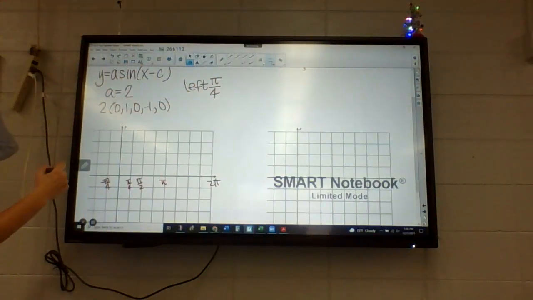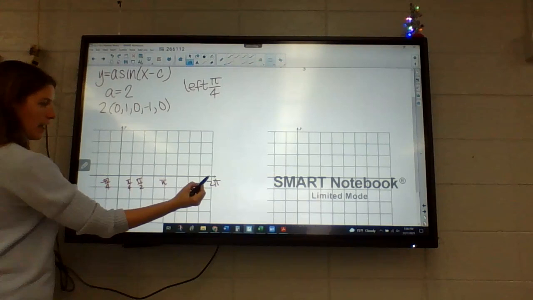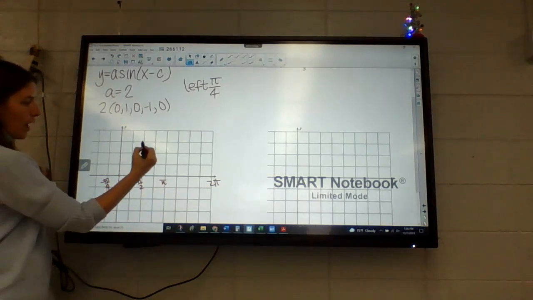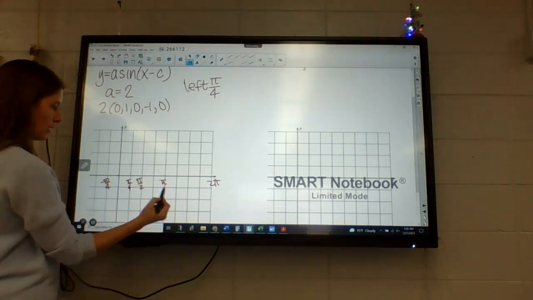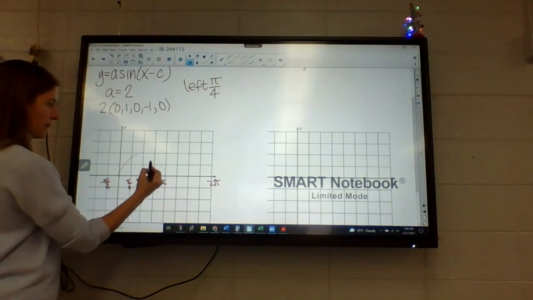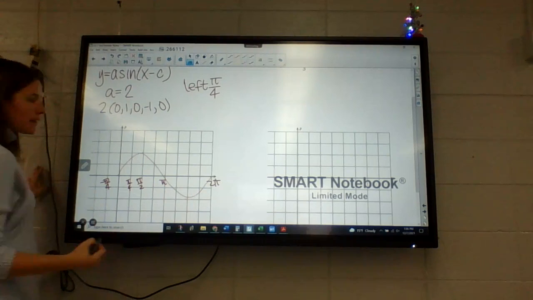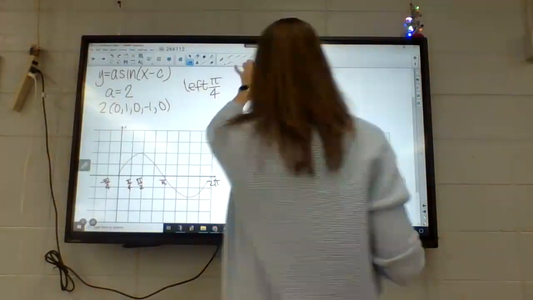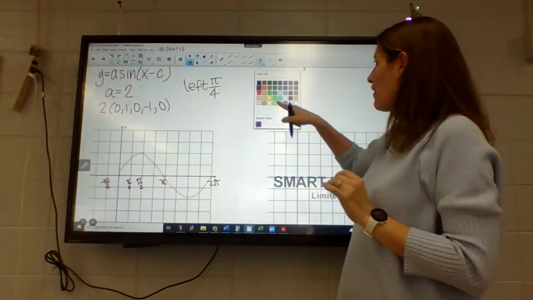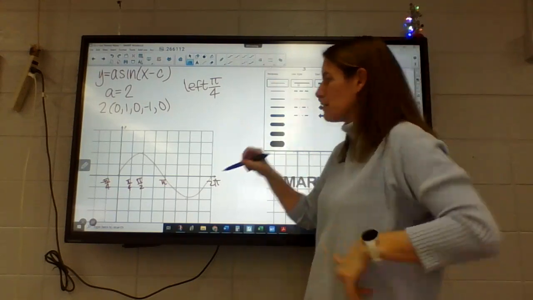So if my period is 2 pi, I'd start here, end here, middle, and it's going to go up to 2 and down to -2. Oops, I went up to 3. So this is my typical sine graph, but I need to shift this left pi over 4 because of that C value. So move everything left pi over 4. And so then I just have to redraw that with my new graph.